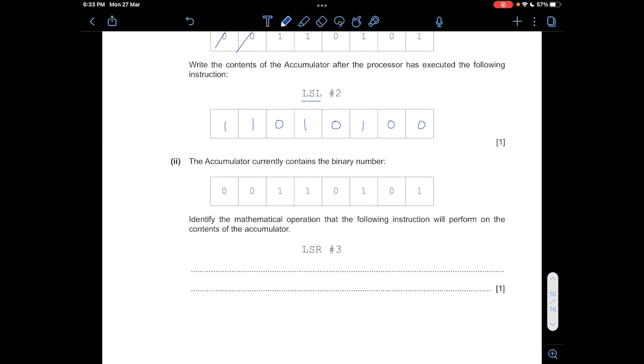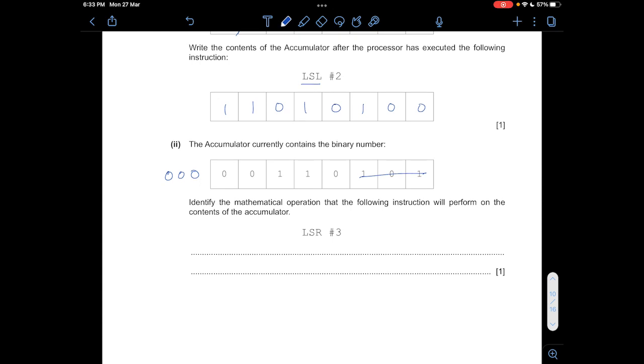And then the accumulator currently contains the binary integer 00110101. Identify the mathematical operation that the following instruction will perform on the contents of the accumulator. So LSR 3 means that your binary number will shift logically 3 places to the right, which means that these 3 numbers will be omitted, and then there will be zeros on the left, like such. And there's one mathematical operation to it. So now, imagine that you are doing division. When you divide by 1, you'll still get the same answer. But if you divide it by 2, then that means that you're shifting 1 place to the right.